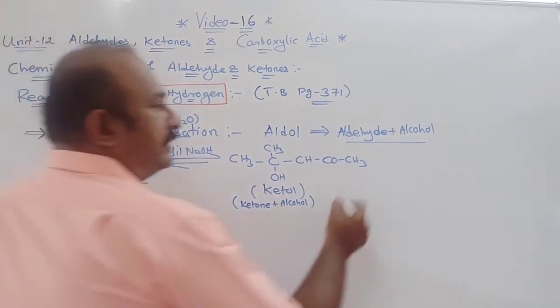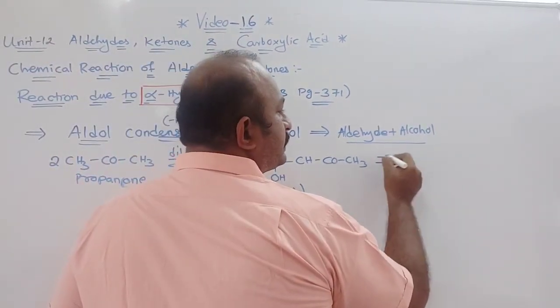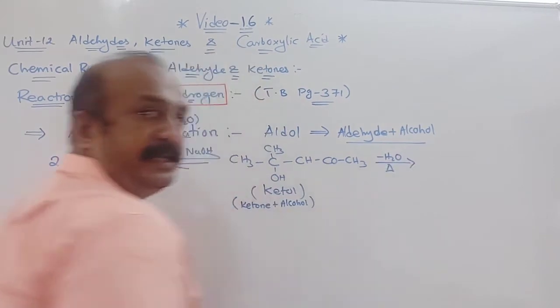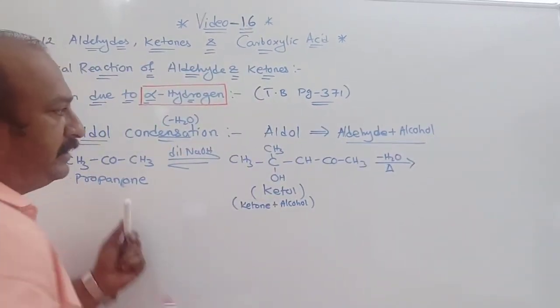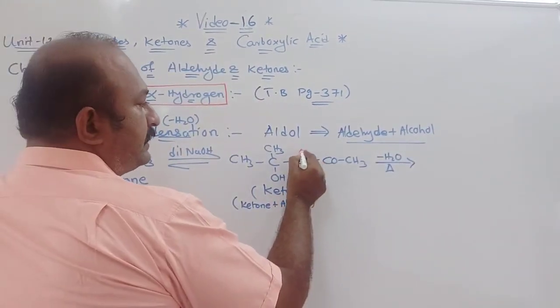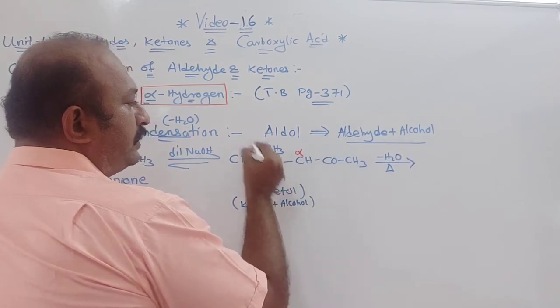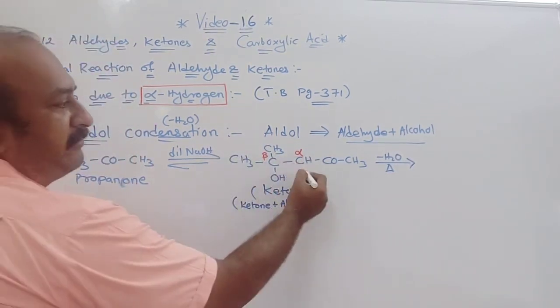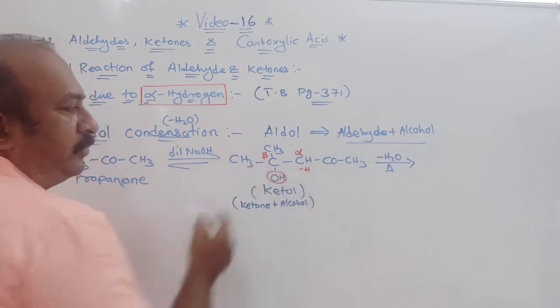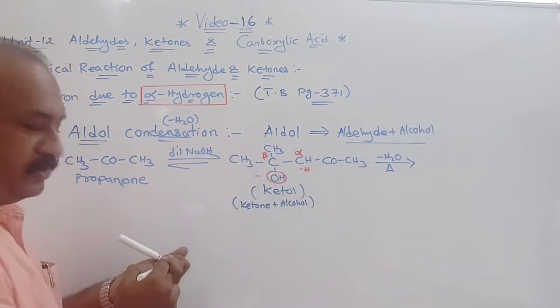Now, in this again, condensation, what we say? Condensation means removal of water by heating it. So, what will happen here? This one is your alpha carbon, and this one is your beta carbon. So, from alpha, H, and from beta, OH is removed. This one is removed. Understood?